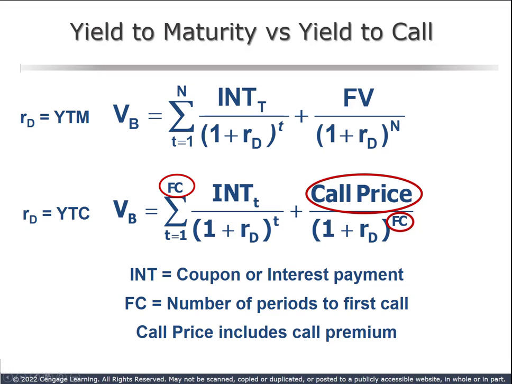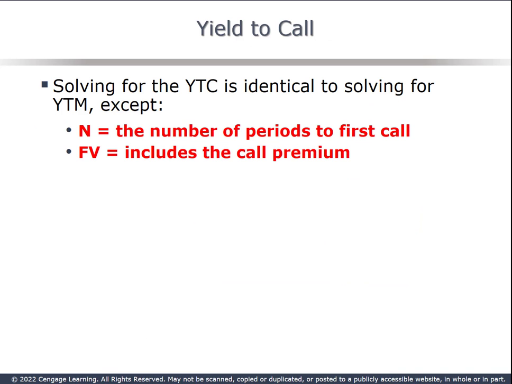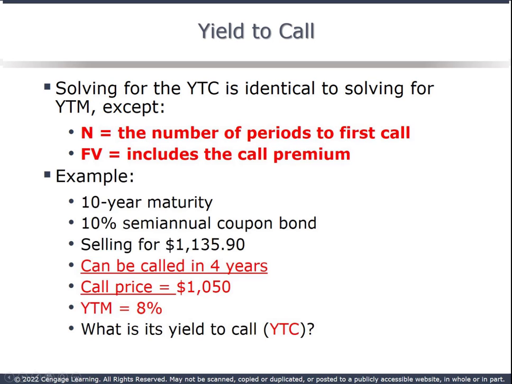The future value is now the call price, which includes any call premium. N is now the number of periods to the first possible call. Yield to call and yield to maturity are solved, as I said, in the same way, 2 changes. For yield to call, N is the number of periods to first call. Future value includes a call premium. Here's the example we're going to look at on the next slide.